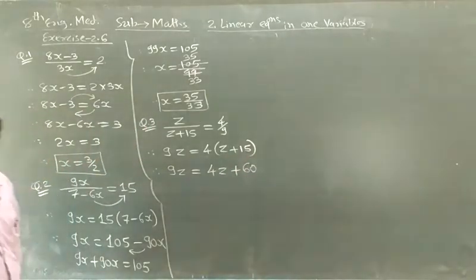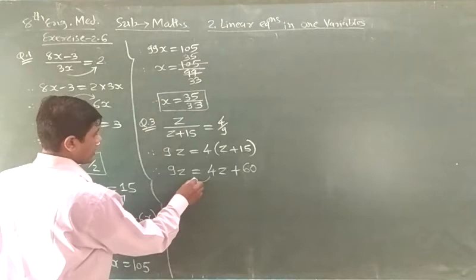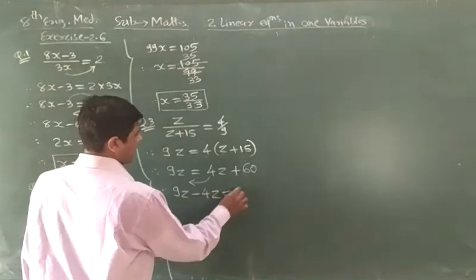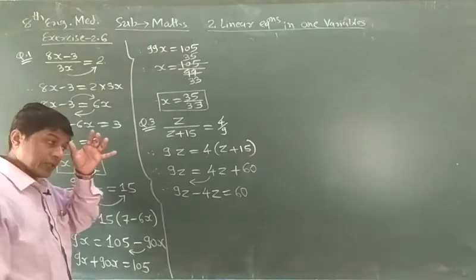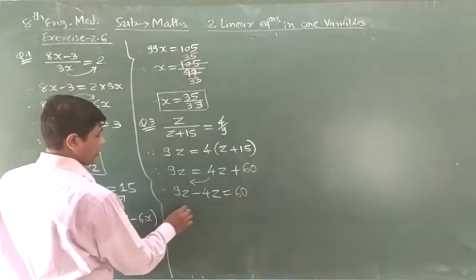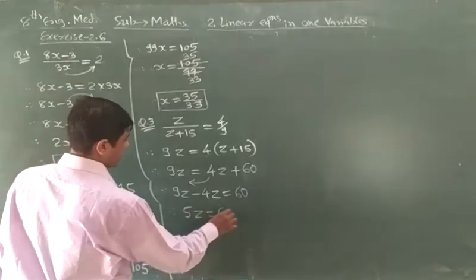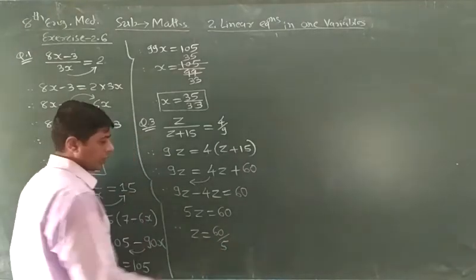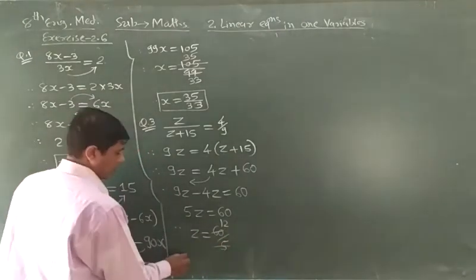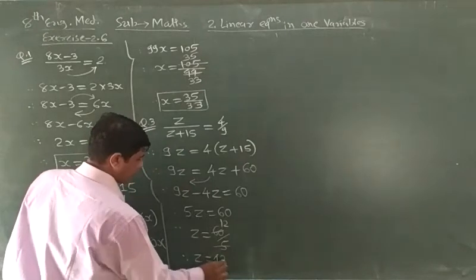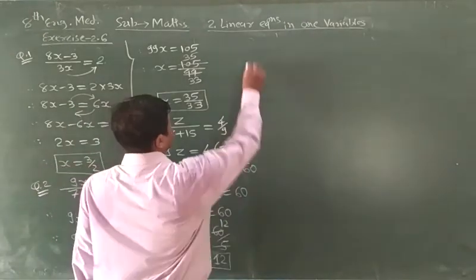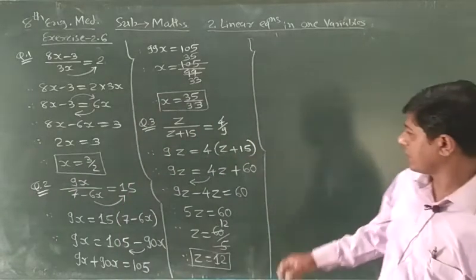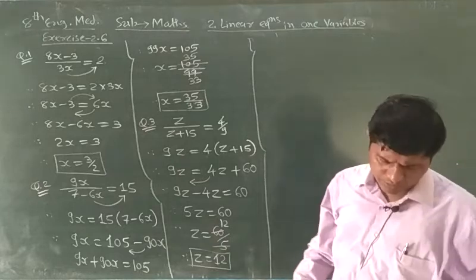Okay, now going this side, so what happened? Plus going this side, so minus. 9z minus 4z is equal to 60. Okay, so 9 minus 4, so 5z is equal to 60. Z is equal to 60 by 5. 12 5s are 60. So Z is equal to 12. Okay. Now this is the question number 3. Now question number 4.